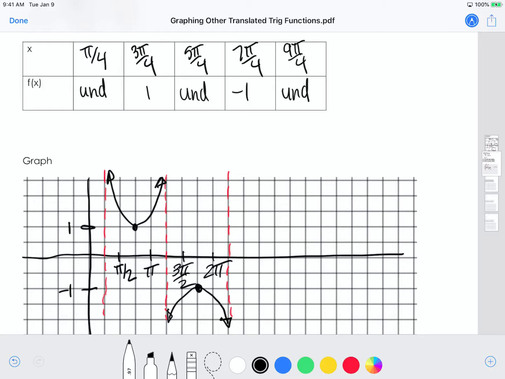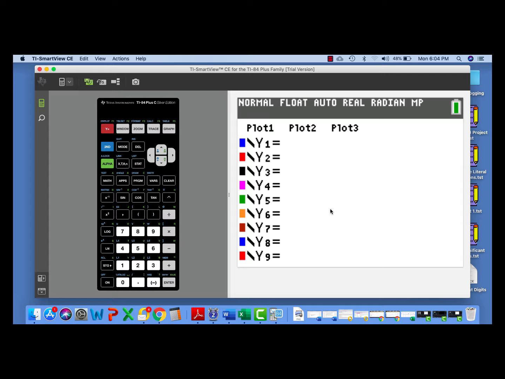Now let me show you how you can check this on your calculator. Since we don't have a cosecant button on our calculator, we have to use the fact that cosecant and sine are reciprocals. So if I graph cosecant of x minus pi over 4, that's going to be the same thing as graphing 1 divided by sine of x minus pi divided by 4, because cosecant and sine are reciprocals.